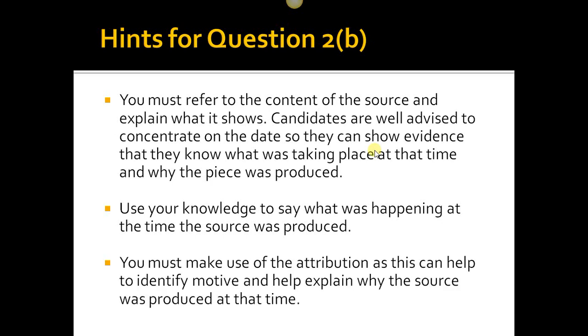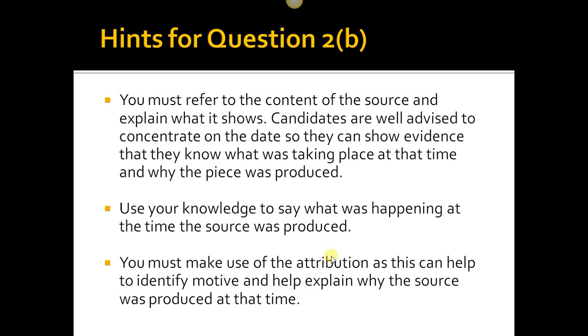Once I just mentioned that you must make use of the attribution, as this can help to identify motive and help explain why the source was produced at the time. Attribution, think of it this way: if something has an attribute, it has a quality, and you want to find out what that quality is, whether it's good or whether it's bad. Is it reliable? Who wrote it? Who produced it? In this example, we can say, yes, it was a Holocaust survivor, and it's coming from past experience, past memories.